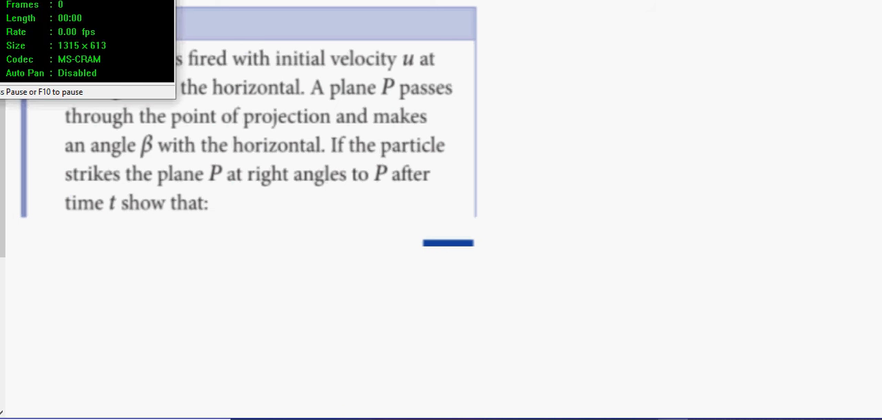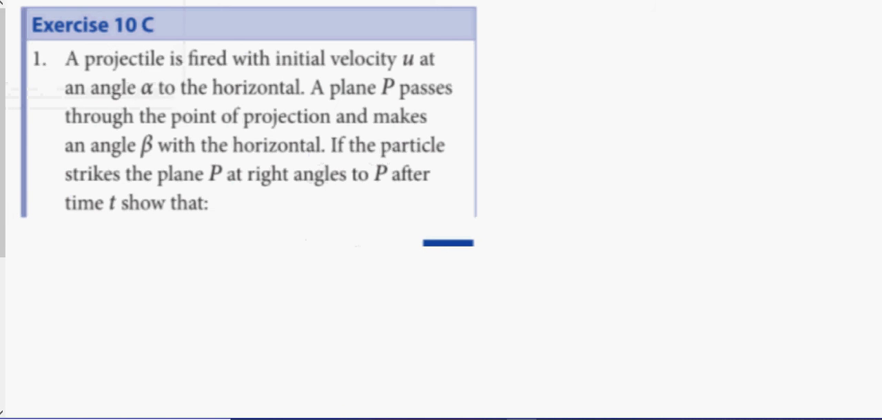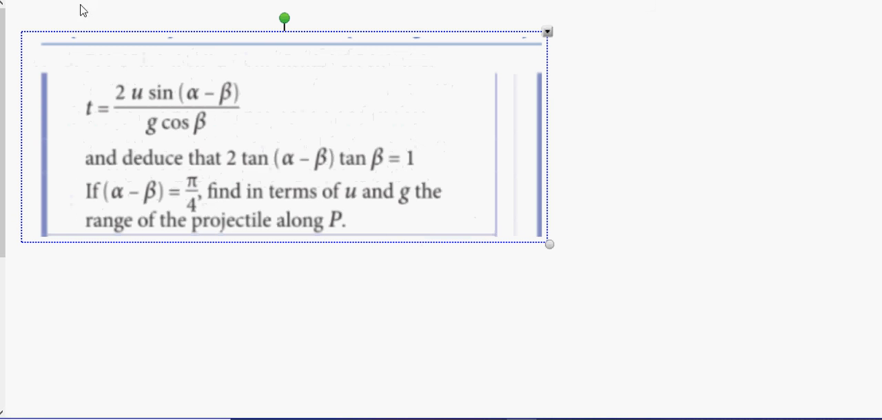Now, a projectile is fired at initial velocity u and angle alpha to the horizontal. The plane P passes through the point of projection and makes an angle beta with the horizontal. If the particle strikes the plane P at right angles to P after time t, show that... Okay, so I have to show this here.